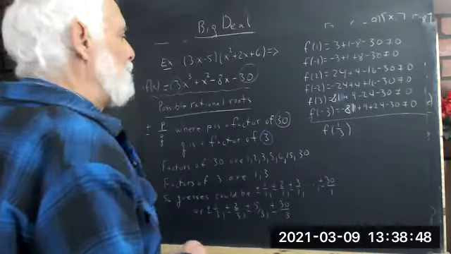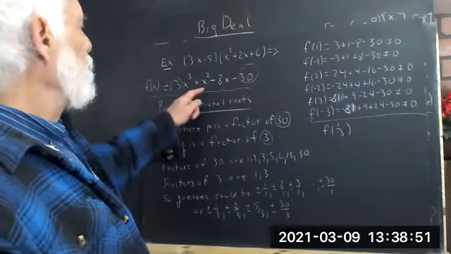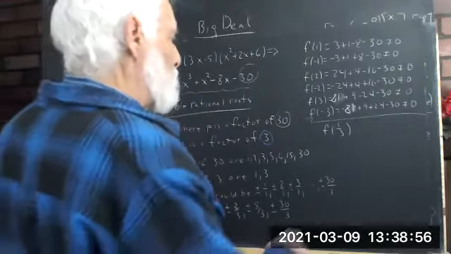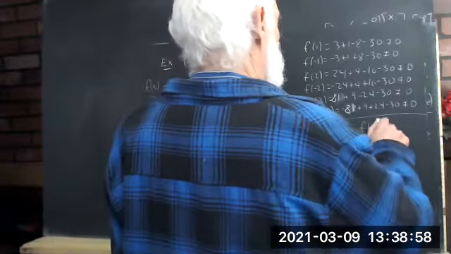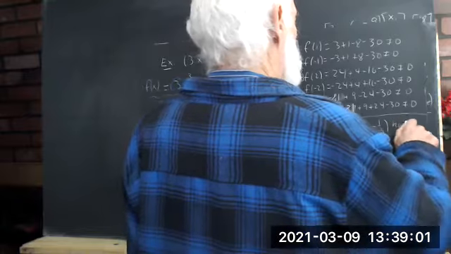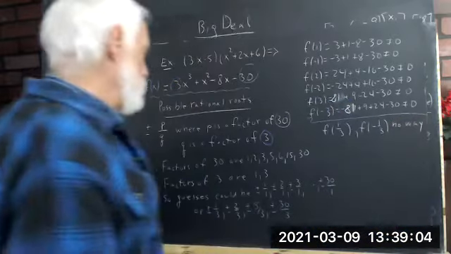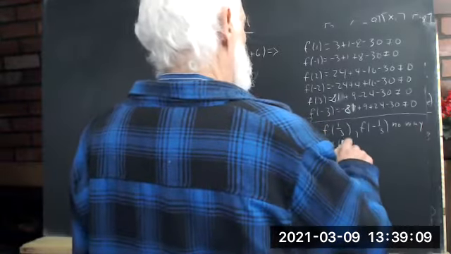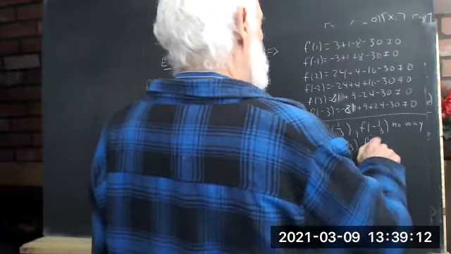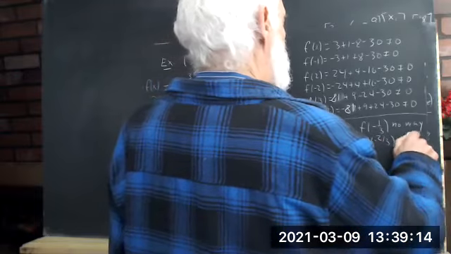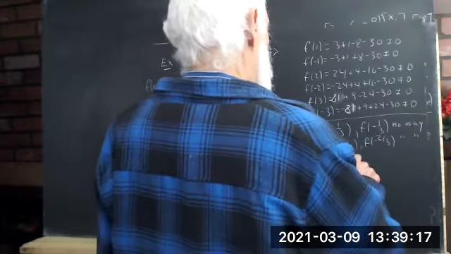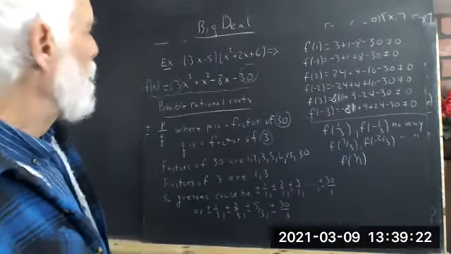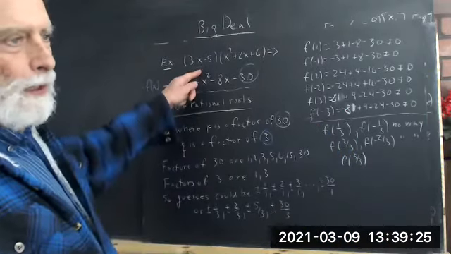f of 1/3, well, 1/3 is pretty close to 0. All these numbers are going to be pretty small. It's not going to match -30. So I'm going to say no way. Same with f of 2/3. But now we get to f of 5/3. And as we can see from this factor, that one's going to work.